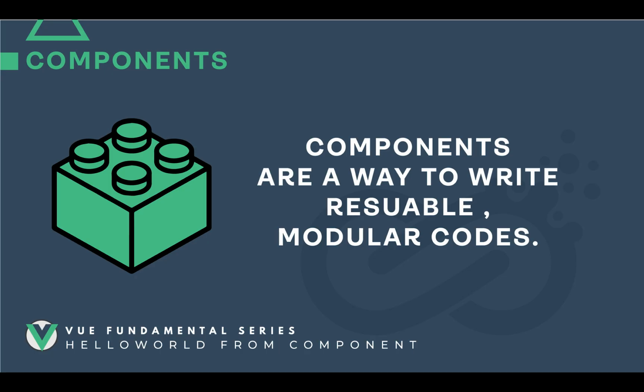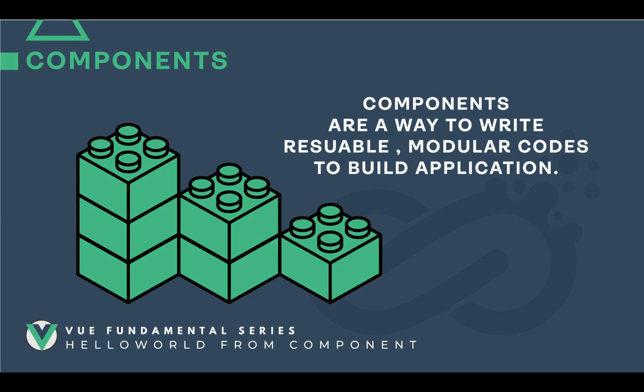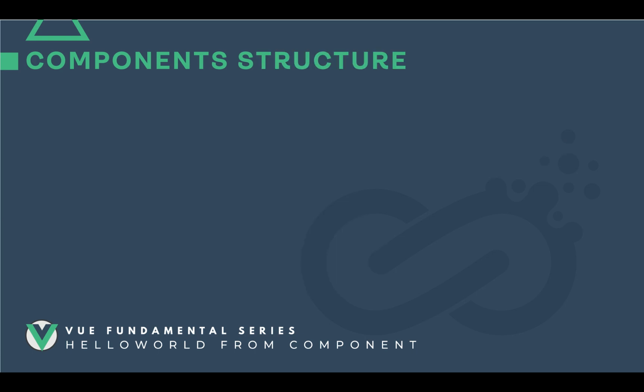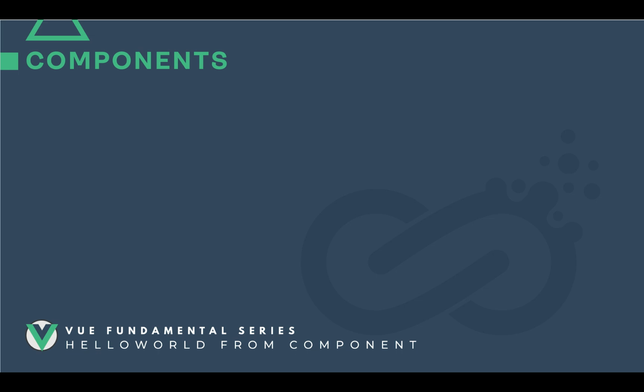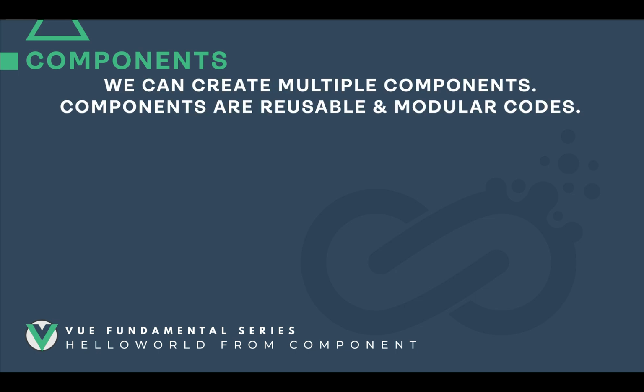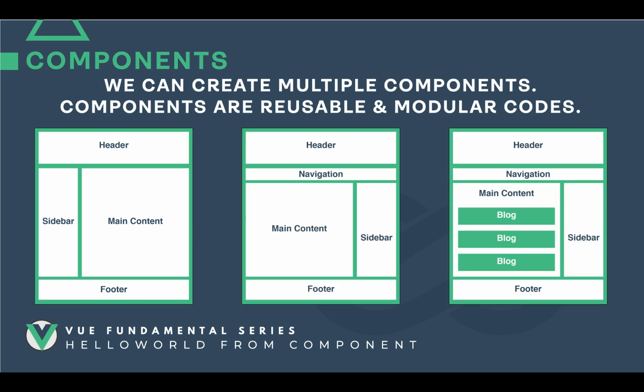Let's get started. Components are a way to write modular, reusable code which allows us to build Vue applications. When we create a component, each component contains a template tag with the HTML, a script tag containing the JavaScript code which interacts with the HTML, and a style tag for the CSS. Components are a block of code. Let's see an example of how components can be broken down. In these few examples, components are broken down into headers, navigation, main content, sidebar, footer, blogs, and more.